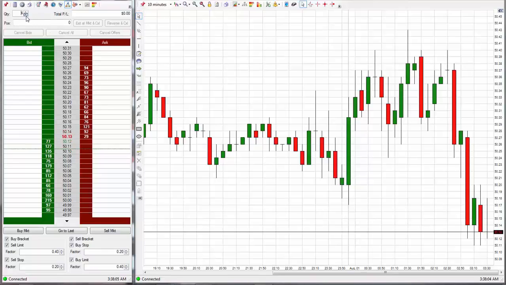Now up here you see quantity. What this stands for is contracts. You need a certain amount of margin, a certain amount of money for every contract that you want to trade, and every broker is different. So let's go take a look at some brokers.